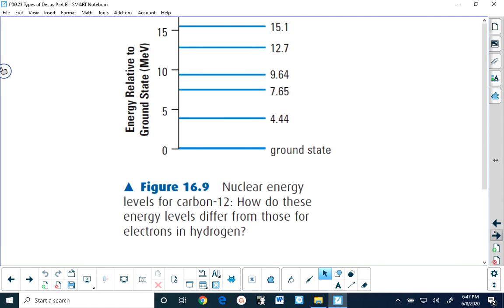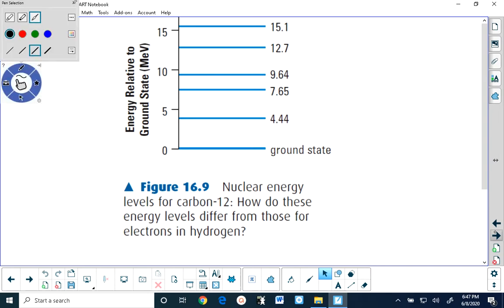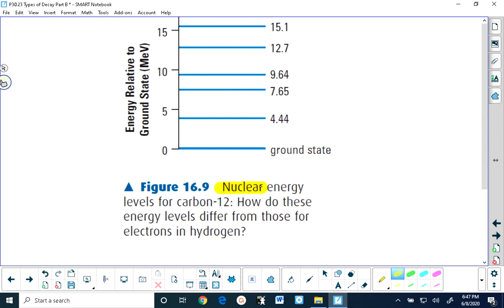This is not in your note package, but this is a diagram I pulled, I believe, from your textbook. It shows the nuclear energy levels. So we're not talking about electron energy levels here. We're talking about nuclear energy levels, which means energy levels associated with the nucleus. So there's a ground state, and there's an n equals 1 state and an n equals 2 state. But the thing I want you to notice is that these numbers are in millions of electron volts.